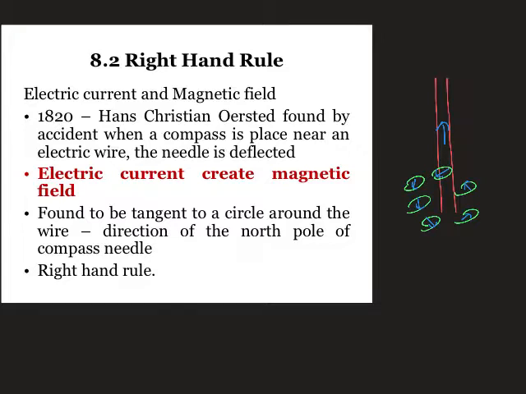So as you can see there, the needle is deflected because of what? Because there is some force that causes this needle to be deflected. So the direction of the needle is basically the direction of the magnetic field. So how do we decide the direction of the magnetic field? We can use the first right hand rule.